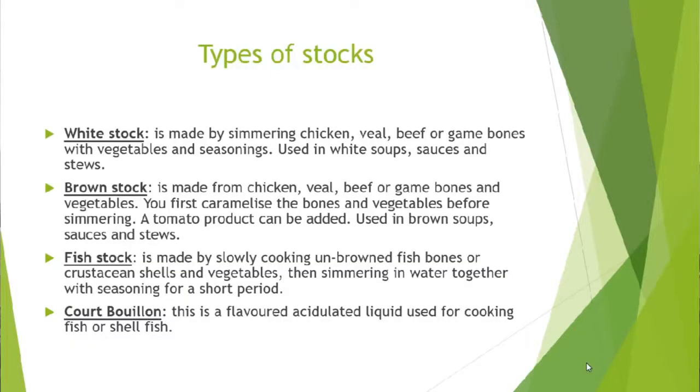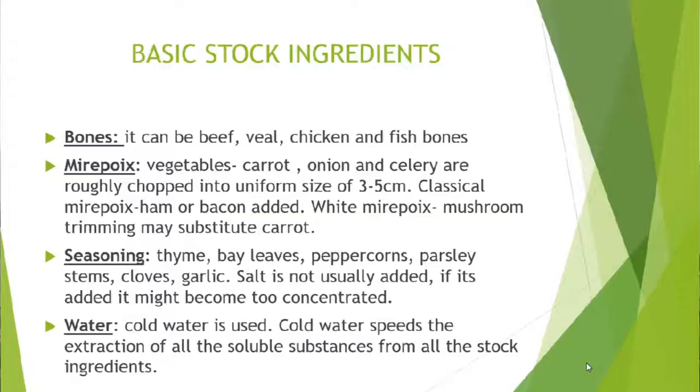So we spoke about the types of stocks. Number one, it can be white stock. Number two, brown stock. We explained them, the fish stock as well as the court bouillon. Then we've been talking about the stock. We said a stock is a well-flavored liquid. Now we'll be talking about the basic stock ingredients. The main ingredients that we use when we prepare the stock are four.